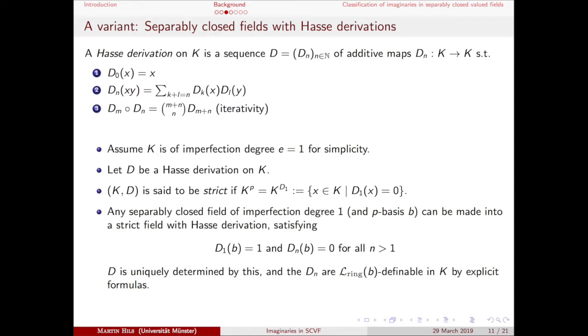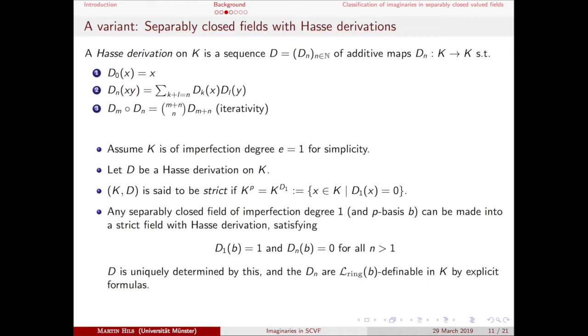And it's actually easy to see that a separably closed field of imperfection degree 1 can always be expanded to a strict Hasse field. So you choose a p-basis B. What is a p-basis in degree of imperfection 1? It's just an element which is not in K^p. An element from K without K^p is automatically a p-basis. If you only have one, you need to choose one. Then you can find a Hasse derivation which satisfies this: D_1 of B is 1, and D_n of B is 0 for every larger n. And there are explicit formulae showing you that it extends to the whole field. You need to write your elements in this p-basis, and I don't write down the formulas, but there are explicit formulas.